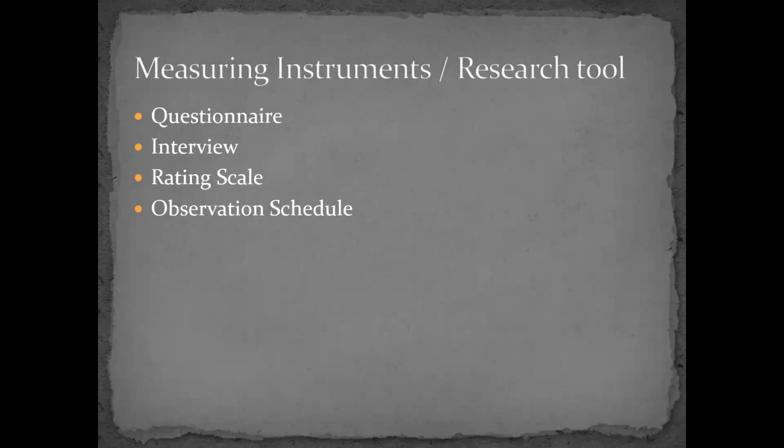Then rating scale and observation schedule, both of them are done by teachers. The students will be doing something, the teacher observes and ticks at what stage they are. So this is one instrument. Then achievement test, a maths test. You want to check the achievement of the student, so a maths test. So achievement test is one of the measuring instruments. There are many measuring instruments that are used.